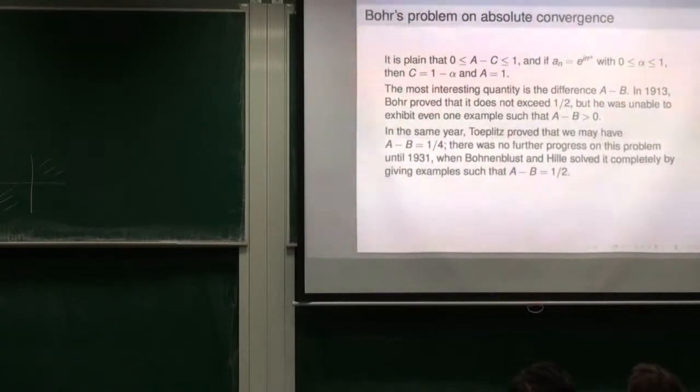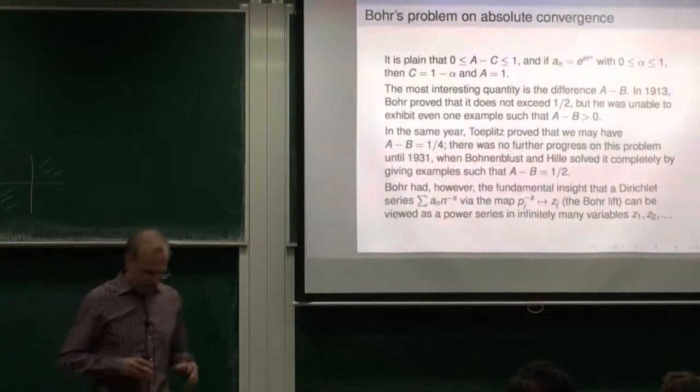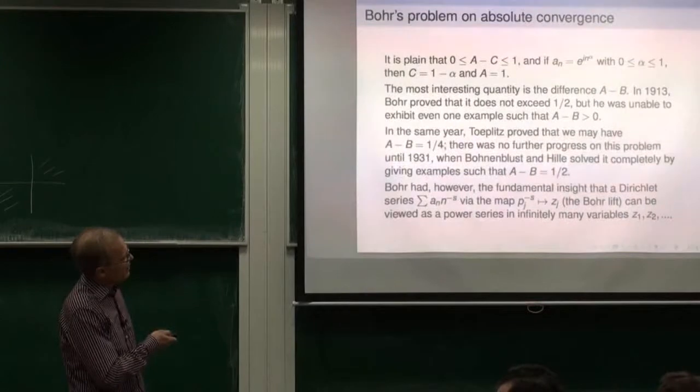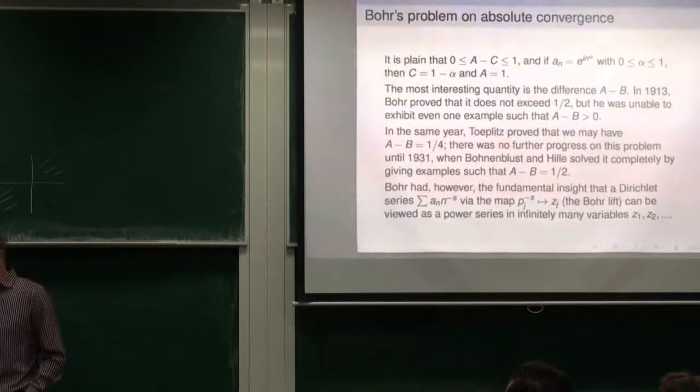Toeplitz managed to get 1/4, and then von Blust and Hille solved it completely in this work that I have been discussing. So what Bohr had, he wasn't able to solve the problem, but he had the fundamental insight that a Dirichlet series like this should be thought of as a power series on the infinite dimensional polydisc.